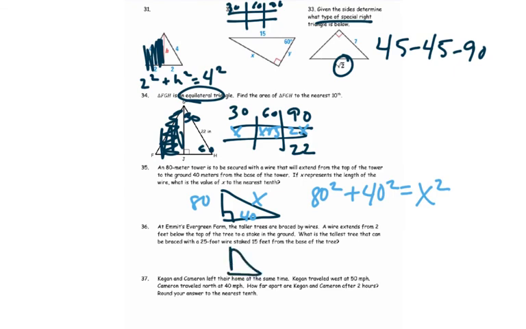36. A wire extends from 2 feet below the top of the tree to the stake. What is the tallest tree that can be braced if it's a 25-foot wire? There's the wire. And it's staked 15 feet from the ground. Again, Pythagorean theorem. X squared plus 15 squared equals 25 squared.